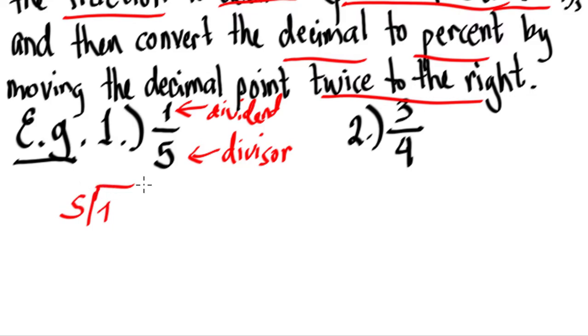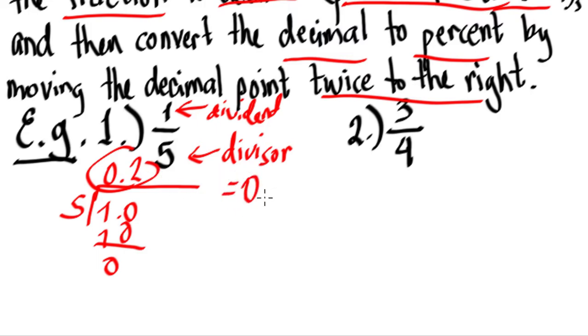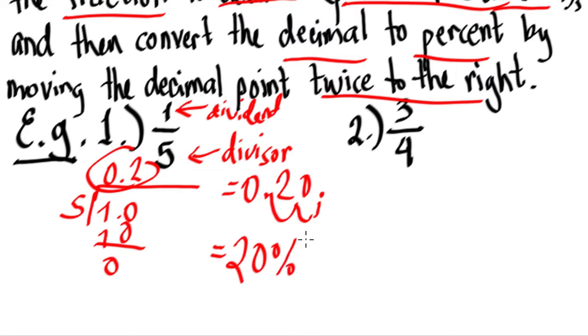Recall our lessons before on how to do this. 1 divided by 5 cannot be done, so we need to add zeros here and also in the quotient. 10 divided by 5 is 2. 2 times 5 is 10, and that's the end of it. So 1/5 in decimal is equal to 0.2. Now, converting the decimal to percent, we move the decimal point twice to the right. We have 2, and then we need a placeholder zero. So this is equal to 20%. So 1/5 is equal to 20%.